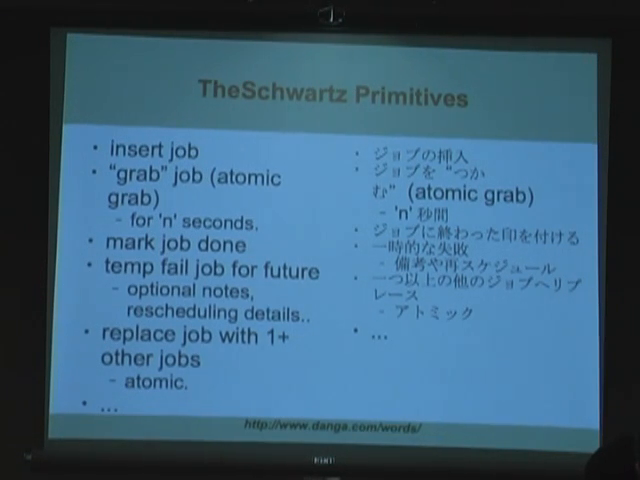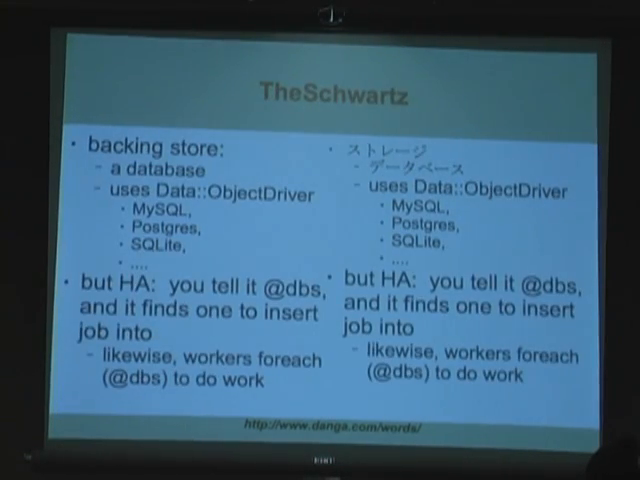Between all these primitives, any sort of async task can pretty much be mapped onto these. One more thing: the backing store for this is a database. It uses Data Object Driver, which Vox developed. It's their object relational mapper, which does a lot of sexy tricks. So we pretty much just use it for MySQL. The test suite uses SQLite. In theory, it works with Postgres, because TypePad uses Data Object Driver, which uses Postgres, so it should work transparently with Postgres. And it's HA. You have a lot of databases. Same thing as Gearman: it picks one of them and maps onto it, and workers go through them all.